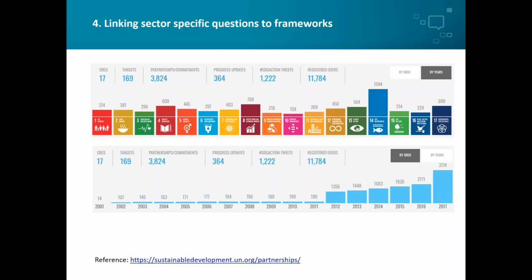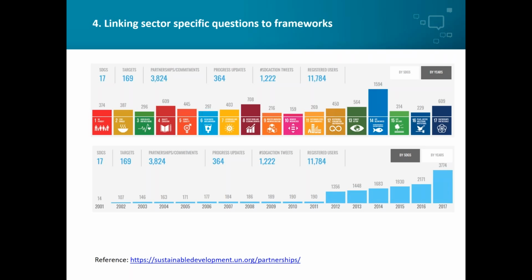There's also a lot of work being done at a sector level with the SDGs. I've just taken some examples here from the SDG website around partnerships. This is looking at the number of partnerships within the different goals, and then the increase over recent years in the number of partnerships that have been happening. A lot of those partnerships are at sector level. The SDGs, more than any other framework, really are an opportunity for organizations within a sector to come together and look as a sector, as a whole, at how they feed into and link into the SDGs.